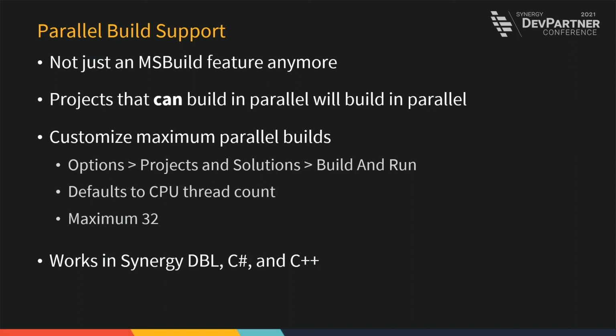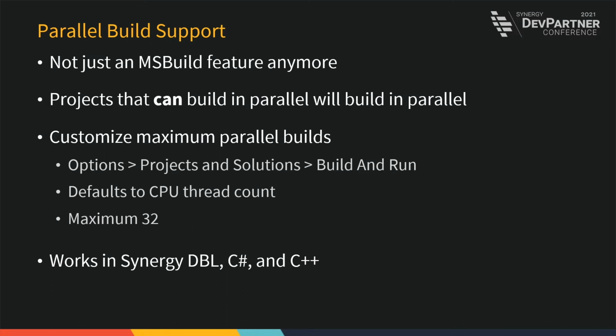Projects that can build in parallel, as far as the Visual Studio Solution Manager understands, may then build in parallel. So rather than building each of your projects serially, you could have 2 or 4 or 8 or maybe even 32 projects building simultaneously. You can control how many parallel builds you want to allow at a given time.